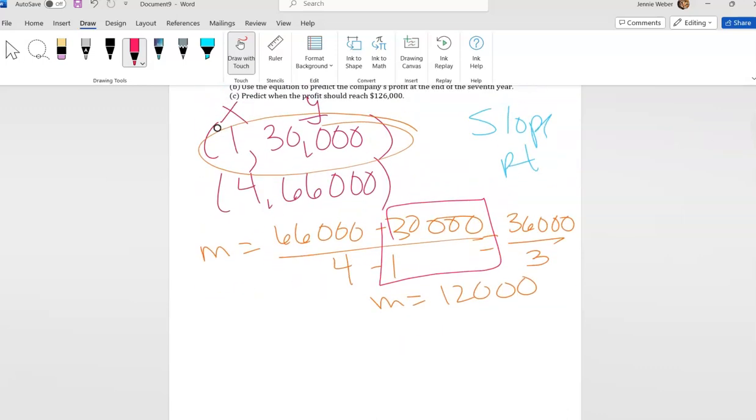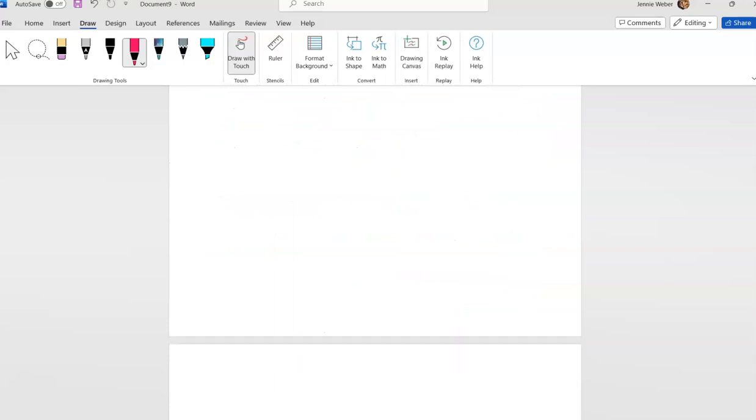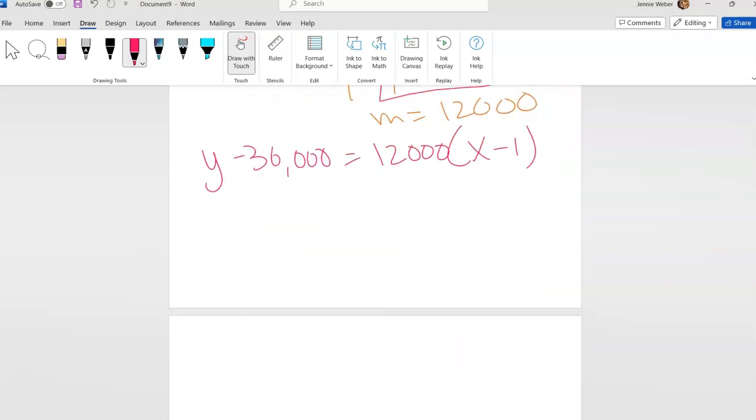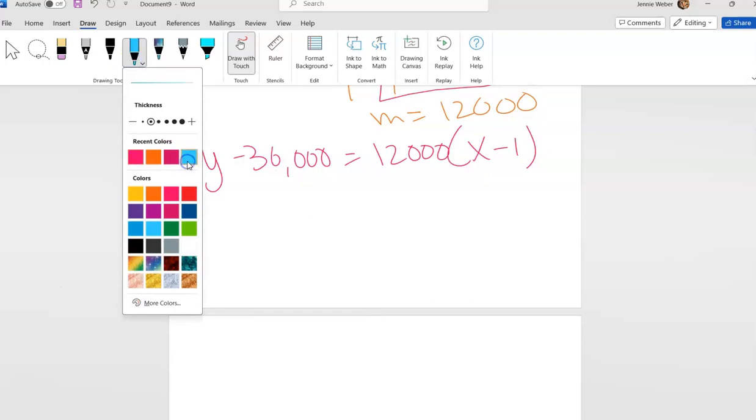Okay, those are the x's. So y minus 30,000 equals 12,000. I was thinking, man, that's going to be a huge number. And that's where I caught myself. A lot of times you're just looking at it going, that doesn't seem right, and then you probably put something in wrong. So in this case, I got to talking and I flip-flopped my x's and y's.